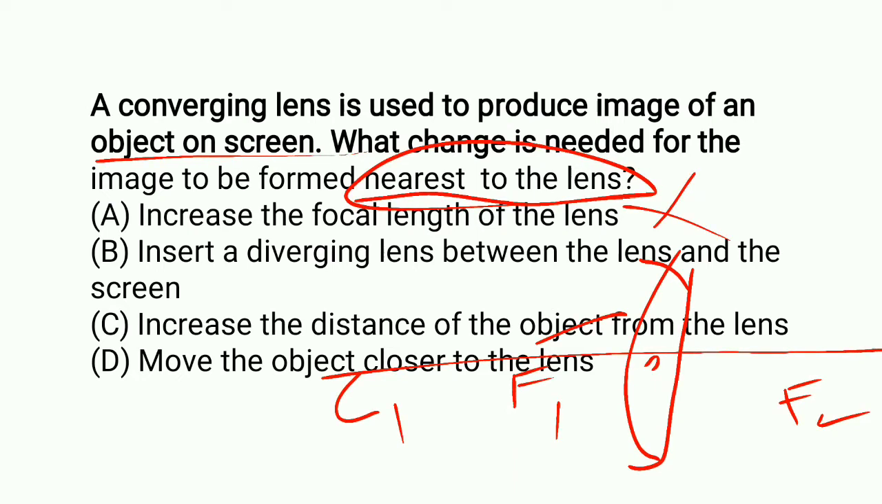And the second option we have, insert a diverging lens between the lens and the focus. So this is also not a good idea in order to get the image near to the lens.